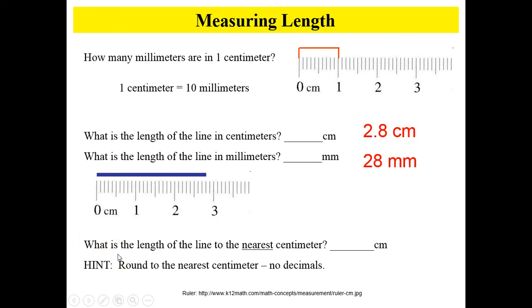Finally, you might see questions that ask, what is the length of the line to the nearest centimeter? This means I want you to round to the nearest centimeter without using decimals. Look at where the line ends. If it's past the 5, round up. If it's below the 5, round down. So in this case, the line to the nearest centimeter is 3.